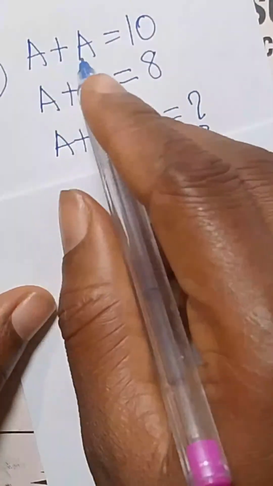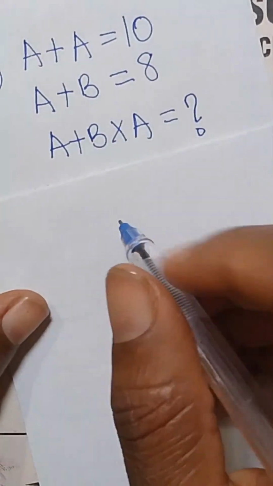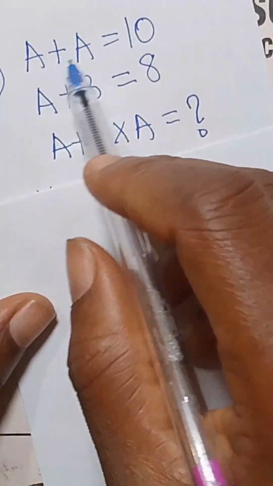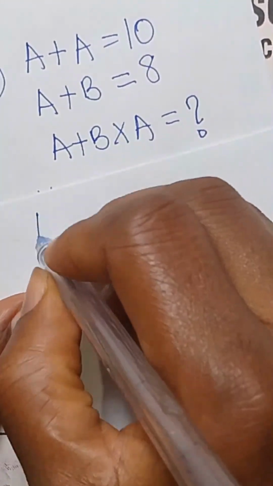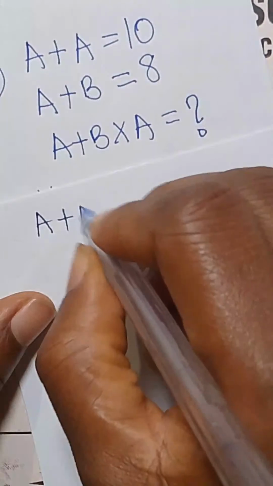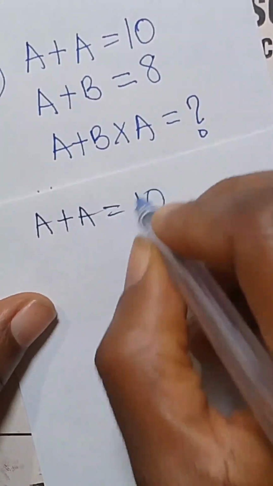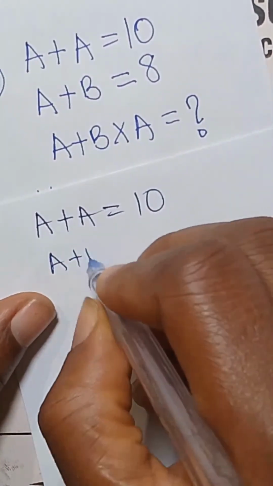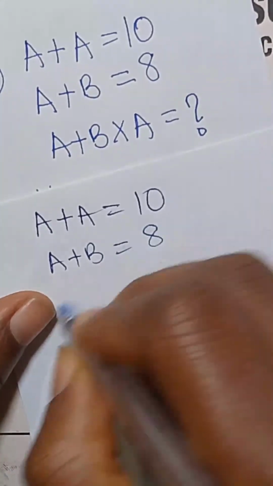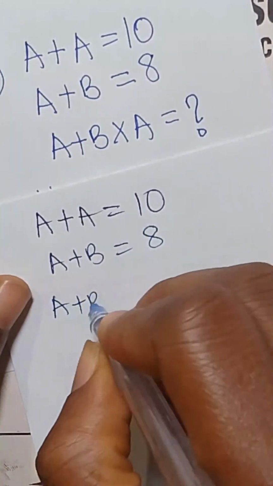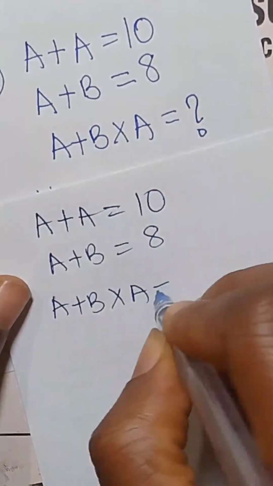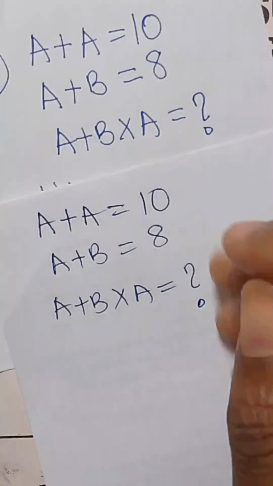We are told that A plus A is 10. So now we are going to start from here. Let me write the question. A plus B times A is equal to what? So that is the question. Fine. So let me solve this question for you now.